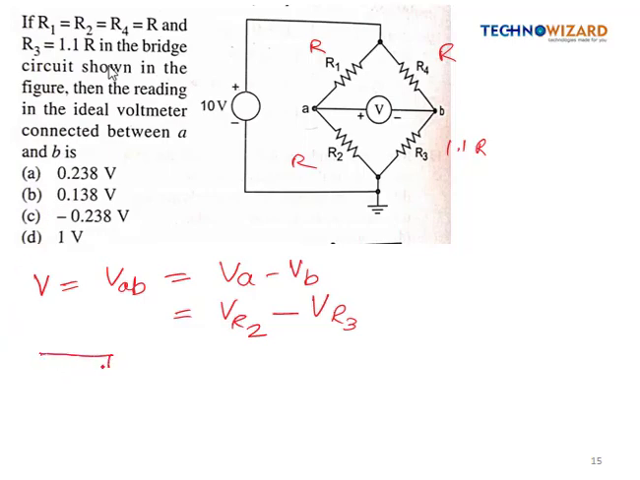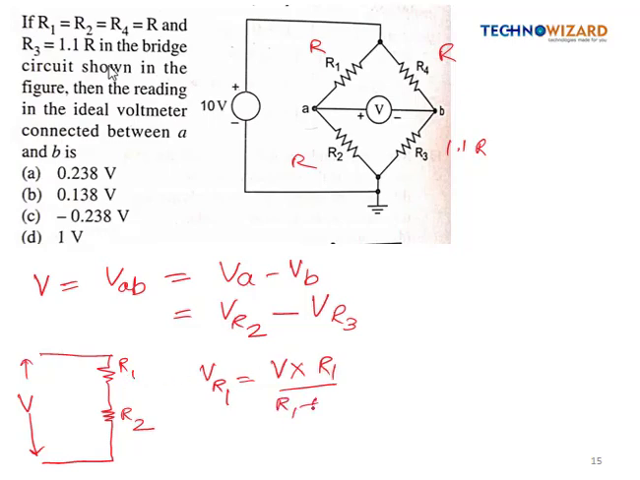Division rule states that suppose there are two resistances connected in series across a voltage V. Suppose this is resistance R1 and this is resistance R2. Now I have to calculate the voltage across resistance R1. So V of R1 is equal to total voltage V into R1, the resistance across which we have to find out the voltage, divided by sum of both the resistances. Similarly, if I have to calculate V of R2, it will be equal to total voltage into the resistance across which we have to find out the voltage, which is R2, divided by sum of both the resistances.